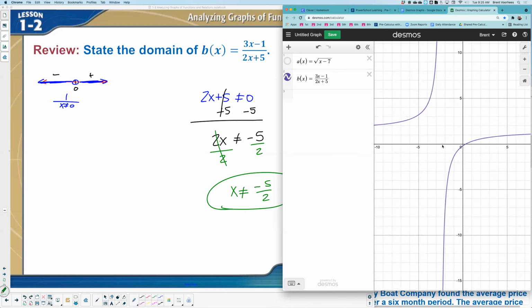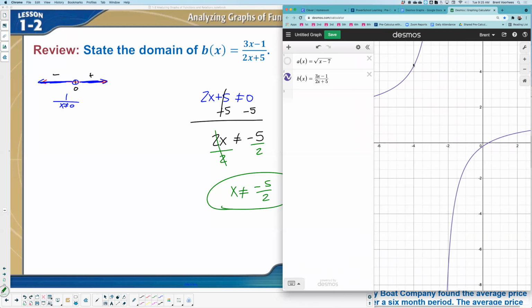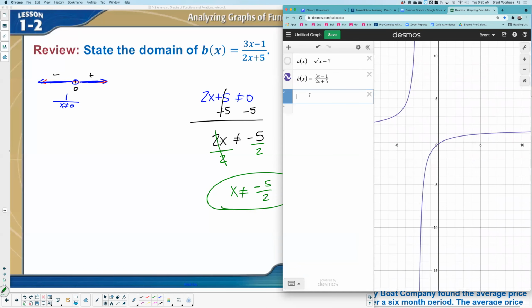Negative 2.5 is where this is going to break. You see how that's a negative 4 there? It's not broken there. It's a negative 2. It's not broken there. It's somewhere in the middle. I'll help us out by typing in a vertical line, x equals negative 2.5, sorry. And you'll see that's right in the middle of the two.